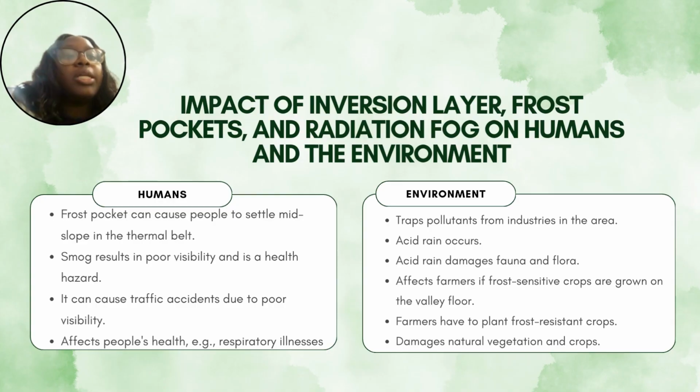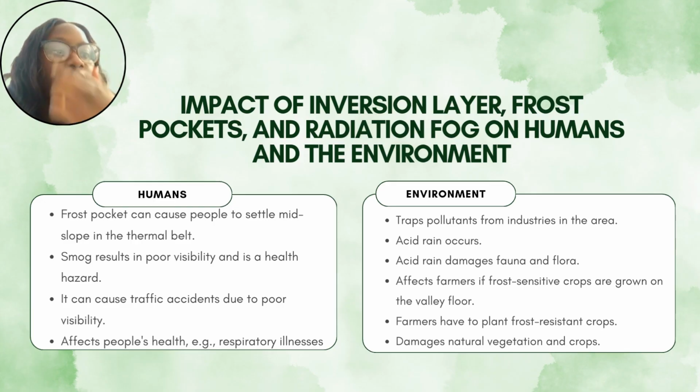And then in the environment, we have trapping of pollution from industries in the area. We can have things like acid rain, which will also damage our fauna and flora. It can also affect farmers if frost-sensitive crops are grown on the valley floor, and therefore farmers have to invest in planting frost-resistant crops. And then we could also have damage to the natural vegetation and crops.